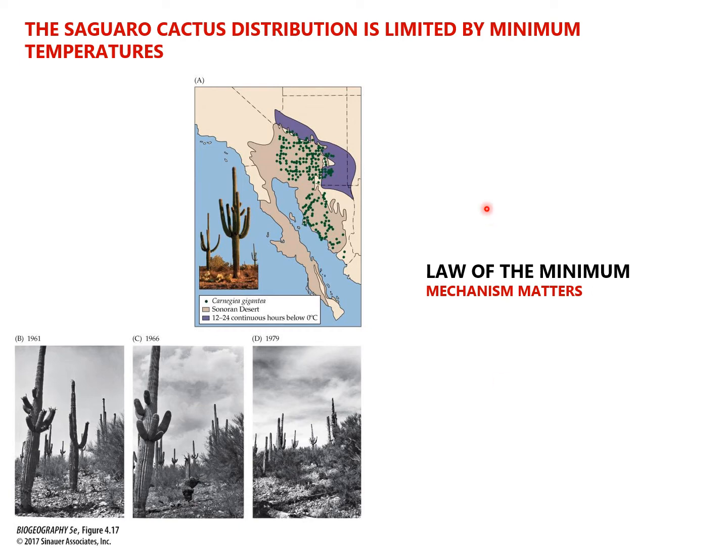But the point here is that you might say temperature is a limiting factor here, but you really need to understand the mechanism. It's not necessarily maximum temperature. It's not even really a seasonal thing, even though it might occur in some seasons more than others. It's more about the minimum temperature specifically and the time that the minimum temperature spends below a certain threshold. So the mechanism really matters when you're talking about this law of the minimum.